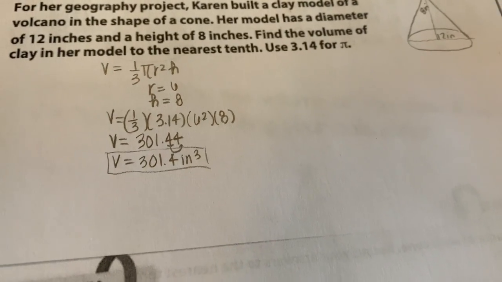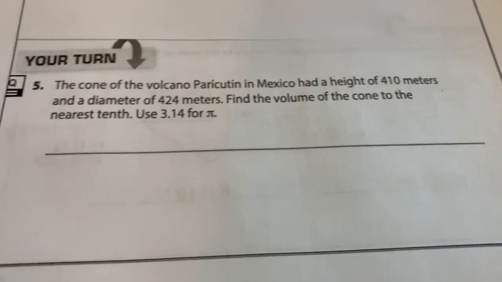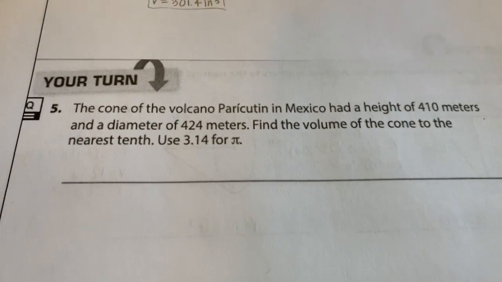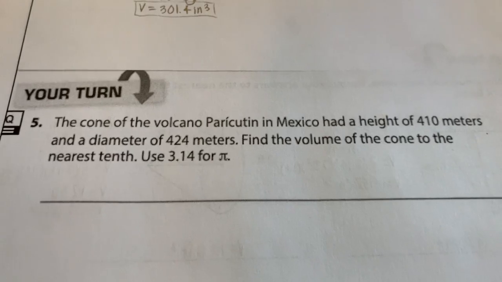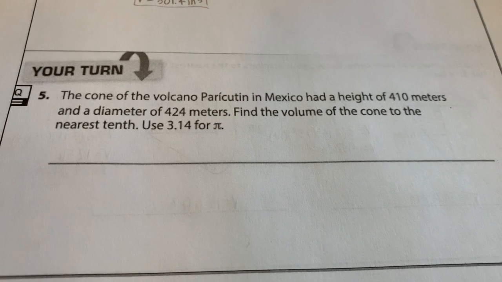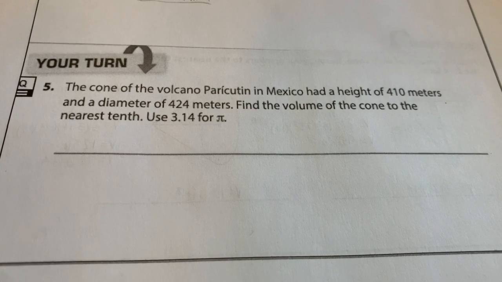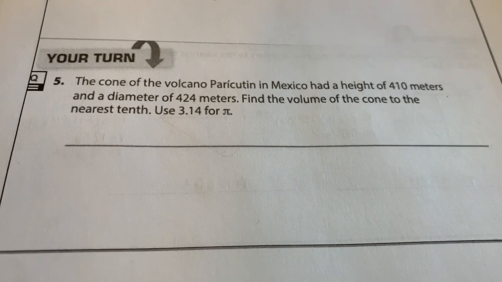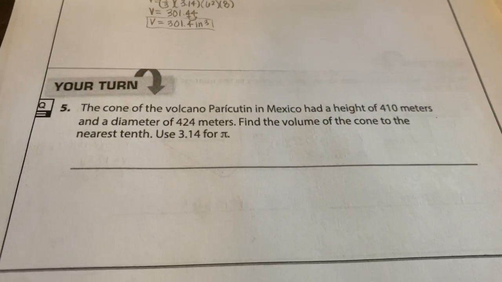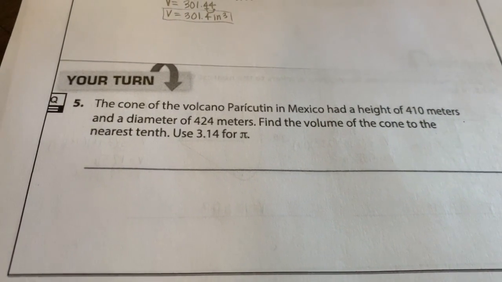So to finish up, what I'd like you guys to do is the final your turn. And this one's kind of cool because it's based on actual real data. So the cone of a volcano, I don't even know how to say that, Paricutin in Mexico, had a height of 410 meters and a diameter of 424 meters. Find the volume of the cone to the nearest tenth. So if you want to sketch, you can. You don't have to. Remember, you're following these steps, writing everything out the same way that I am, and then use your calculator. So go ahead and pause, give this one a shot, and then come back to check your answer.